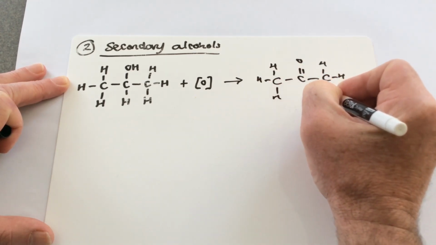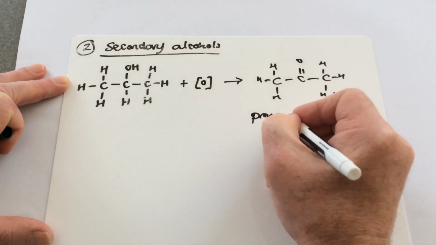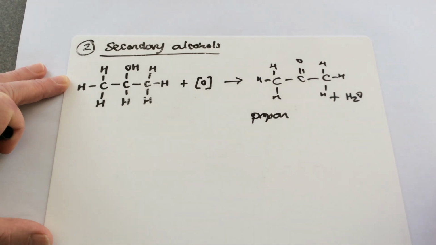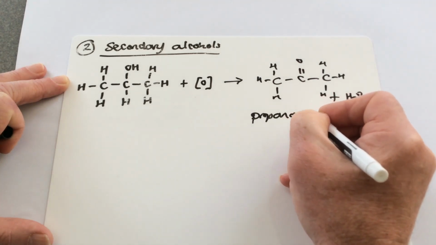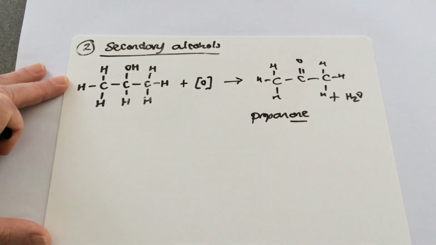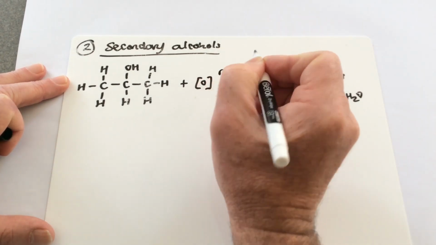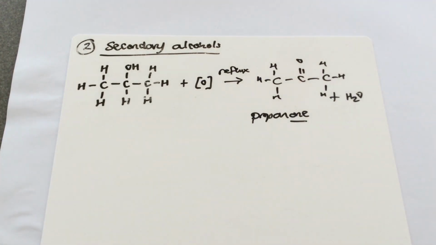When we name this, prop, because it's 3 carbons, and because all the carbon-carbon bonds are single bonds, one for a ketone, propanone. We can't do any further oxidation with this, so the reaction conditions are less of an issue here. And generally, what we would do would be a reflux. There's only one possibility.